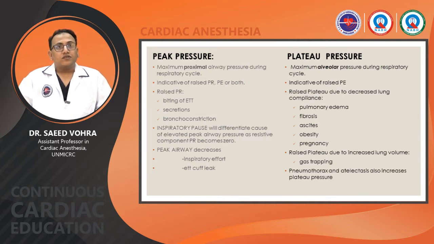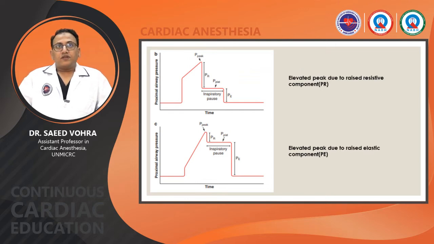Peak pressure is indicative of the resistive component, the elastic component, or both. It can rise due to causes which increase the resistive component, like biting of the endotracheal tube, secretions, and bronchoconstriction, as well as factors which increase the plateau pressure, like pulmonary edema, fibrosis, ascites, obesity, and pregnancy, which also increase the peak pressure. At the same time, these factors increase the plateau pressure as well. The peak pressure decreases with inspiratory effort and endotracheal tube cuff leak. Now, this is the elevated peak pressure. The first figure is the elevated peak pressure due to a raised resistive component, and the second figure is the elevated peak pressure due to a raised elastic component.